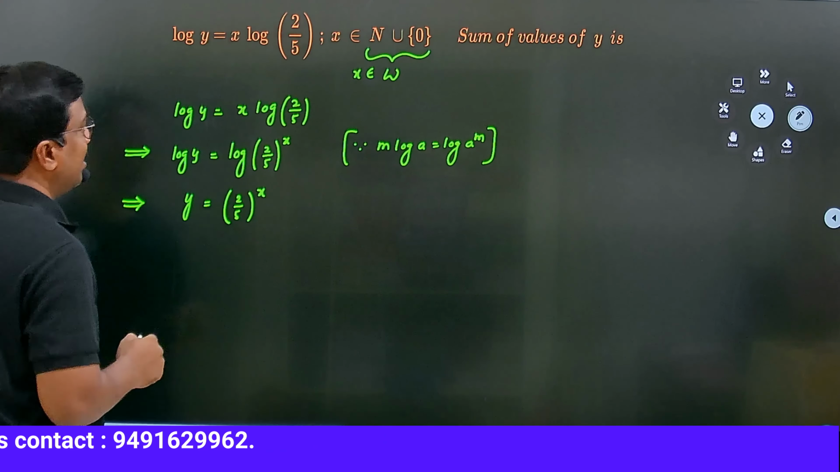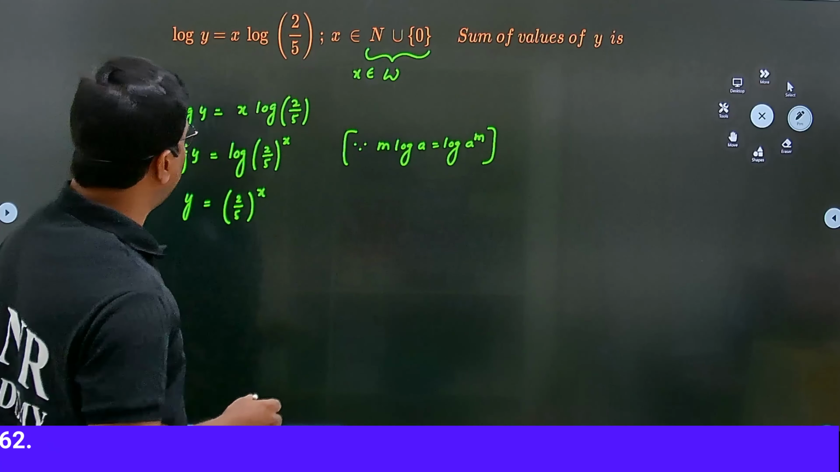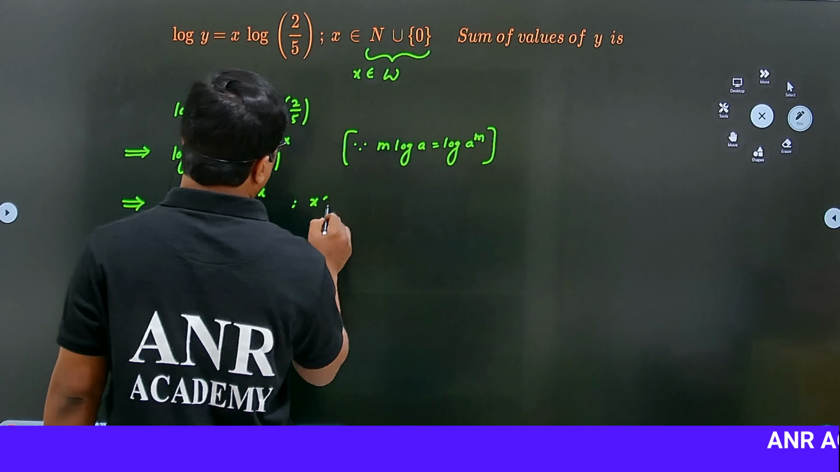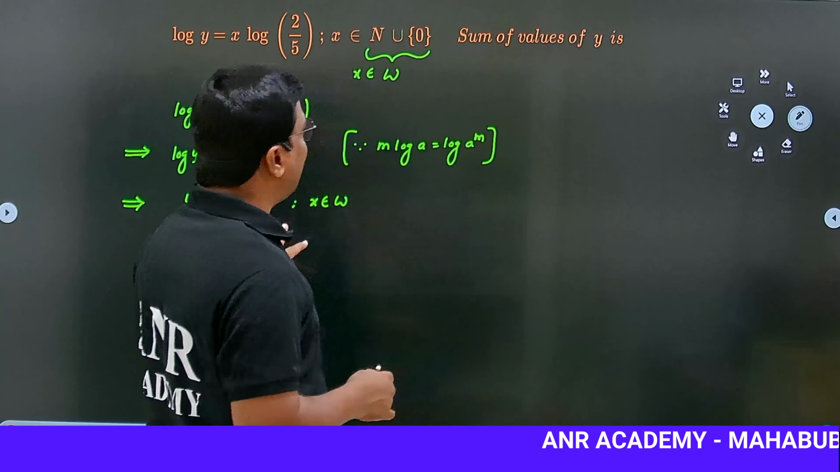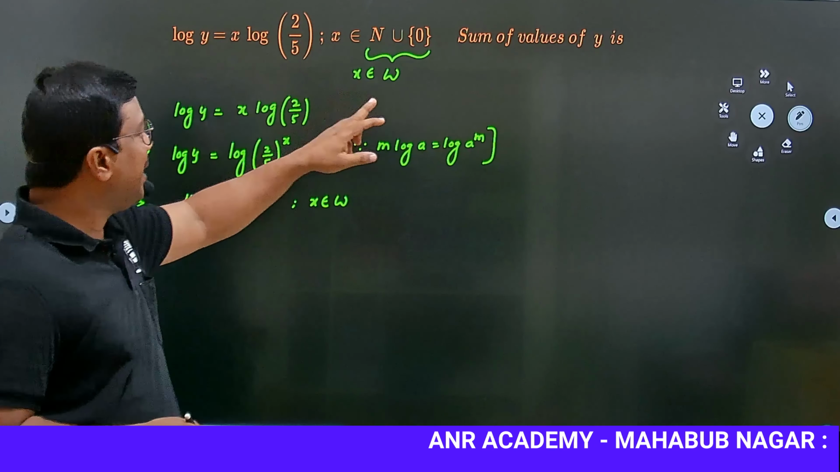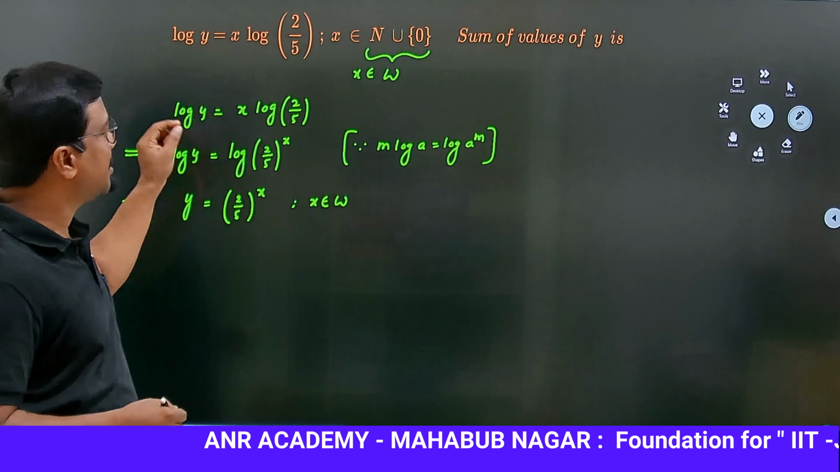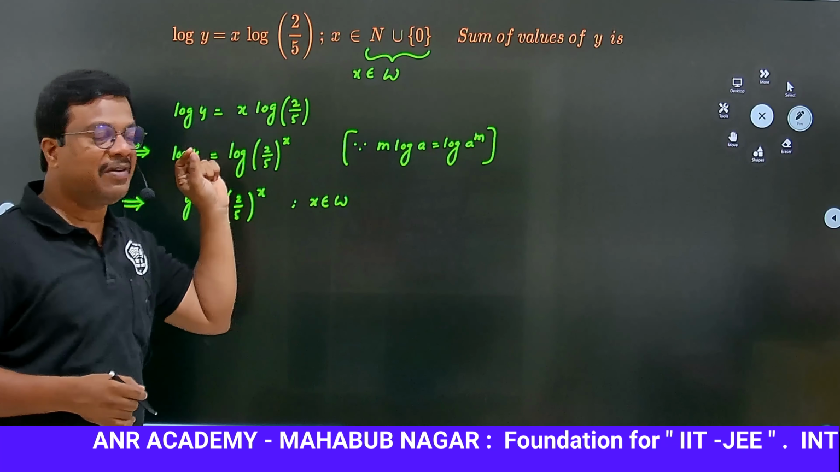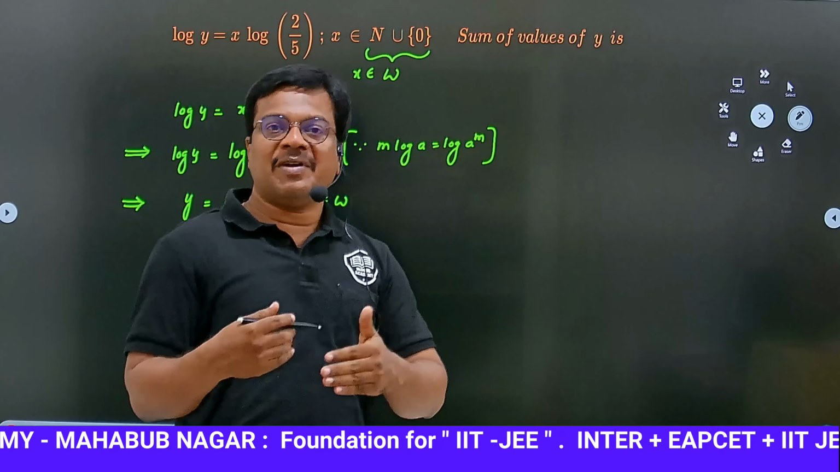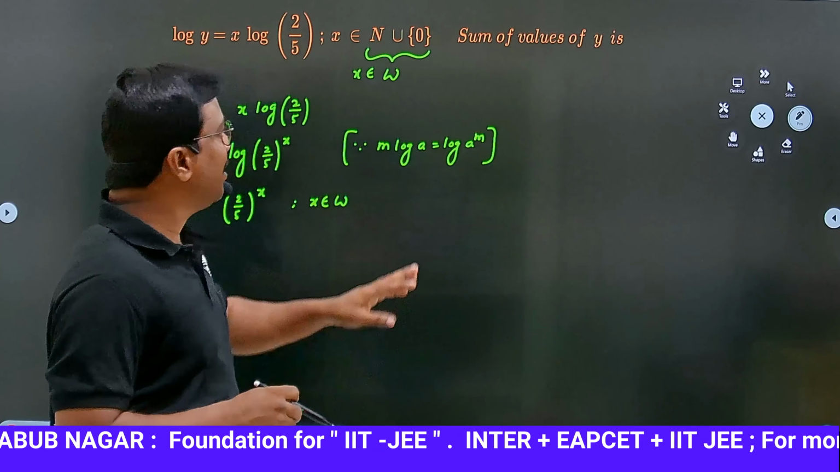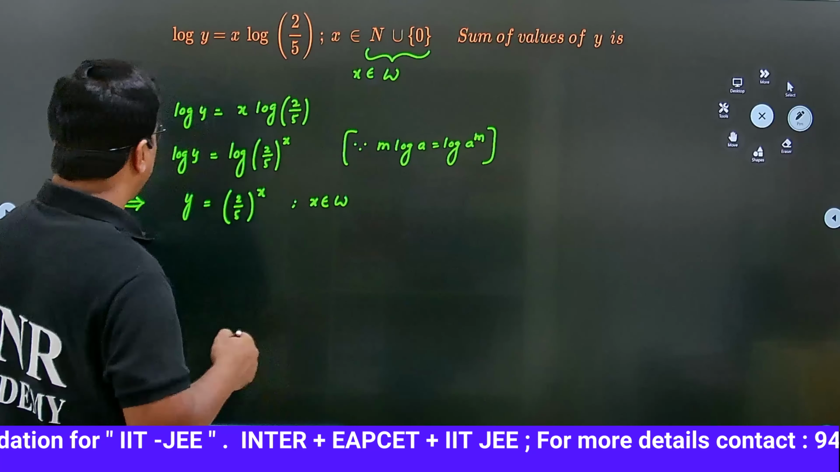Observe the question clearly. When log y equals x times log 2 by 5, and x belongs to whole numbers, what is the sum of values of y? There are different values of y depending upon the whole number value of x. If x is 0, you will get one solution for y. If you write x value 1 and then 2, 3, 4, you will get different values of y, and those values of y you have to add up, then only you will get the sum of values of y.